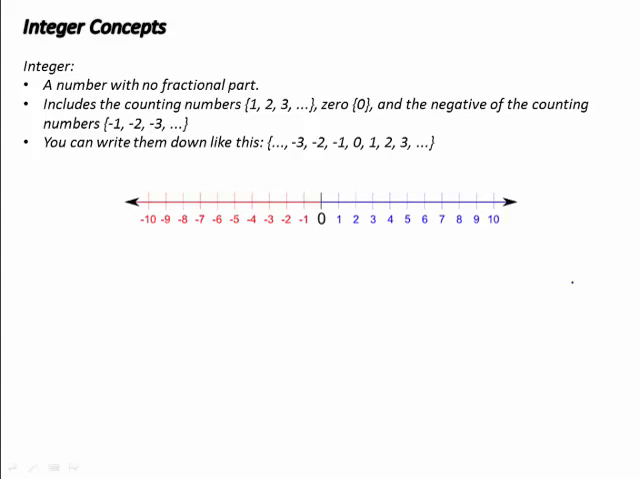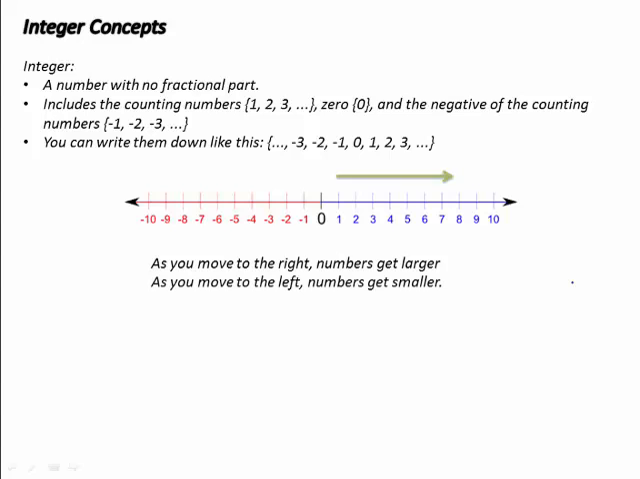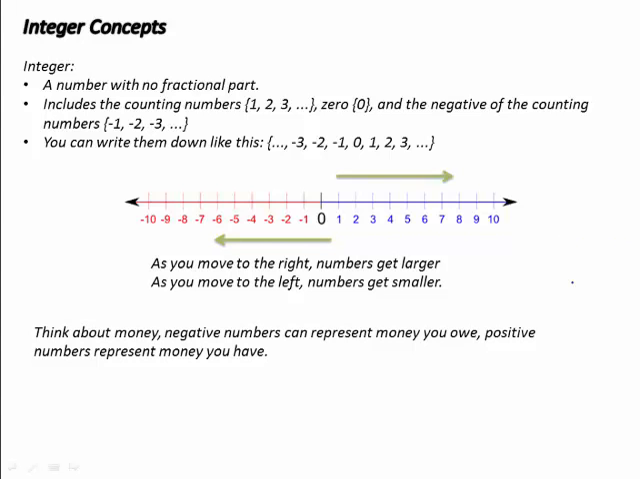A number line can be used to represent integers. As we move to the right, the numbers will get larger. As we move to the left, the numbers will get smaller. If we think about money, negative numbers can represent money that we owe, and positive numbers can represent money that we have. So that can help us with the concept -12 is less than -3.